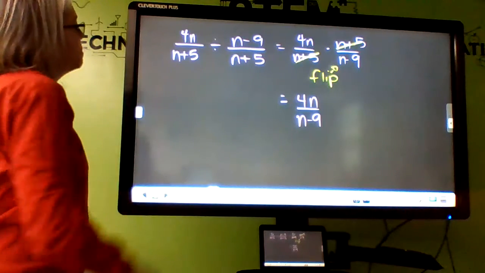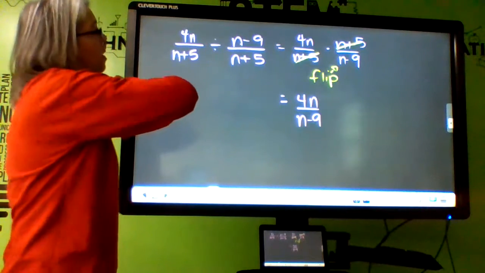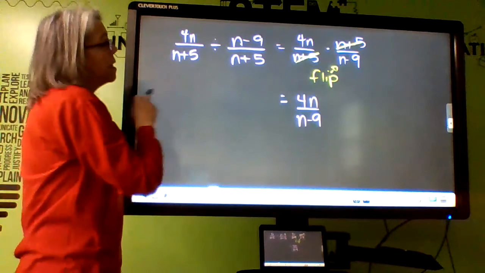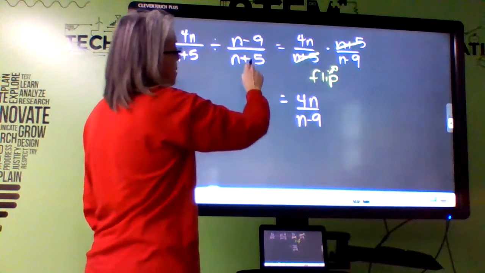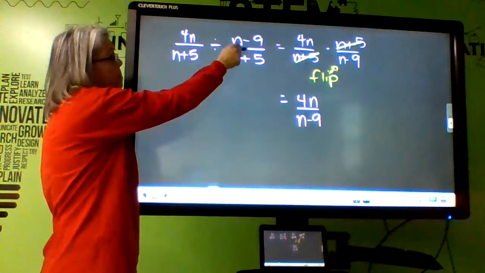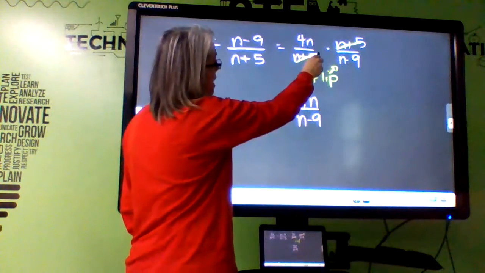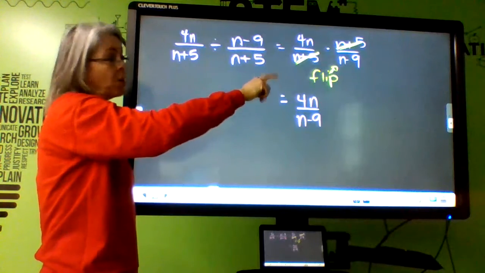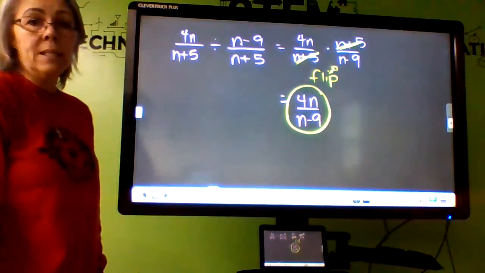So 4n divided by n plus 5, divided by n minus 9 divided by n plus 5. So we're going to rewrite that as a multiplication problem. We flipped the numerator and the denominator, right? The divisor is what's flipped, so our divided by portion is the one that is flipped, and we're left with, and then I cross-canceled that after I flipped it. Instead of multiplying across the top and across the bottom, I just cross-canceled those, and we're left with 4n divided by n minus 9.